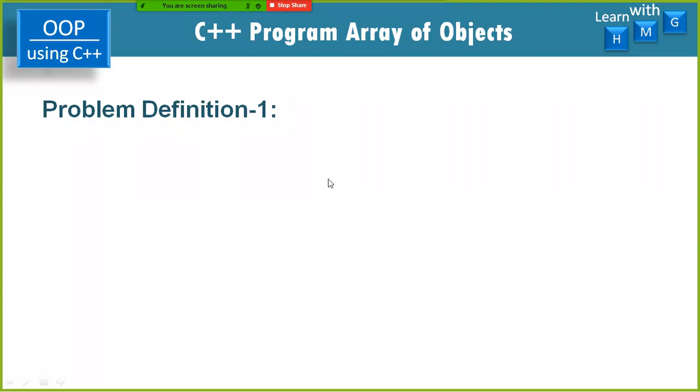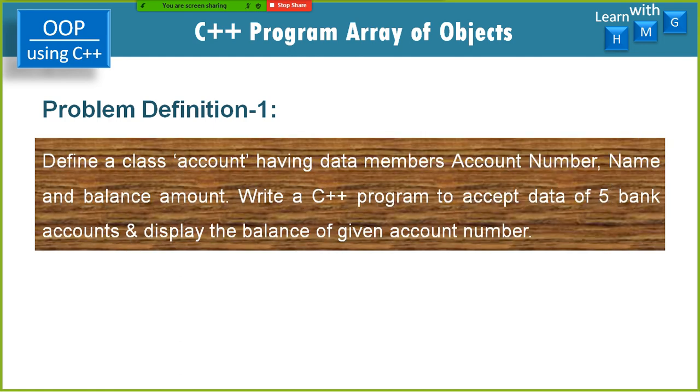Hello students, in unit number 2, the topic array of objects, we have studied, and at that time I taught you one program. The problem definition was like this. There was a class account with members account number, name and balance, and you are asked to accept data of 5 bank accounts and display the balance of a particular account, that is, a given account.